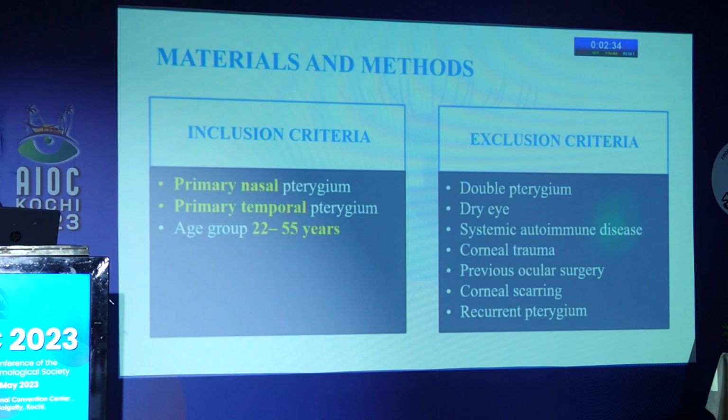We included 85 patients in the age group between 22 to 55 years with primary nasal and primary temporal pterygium. We excluded patients with double pterygium, recurrent pterygium, those with previous history of corneal trauma, previous ocular surgery, corneal scarring, dry eye, and systemic autoimmune disease.